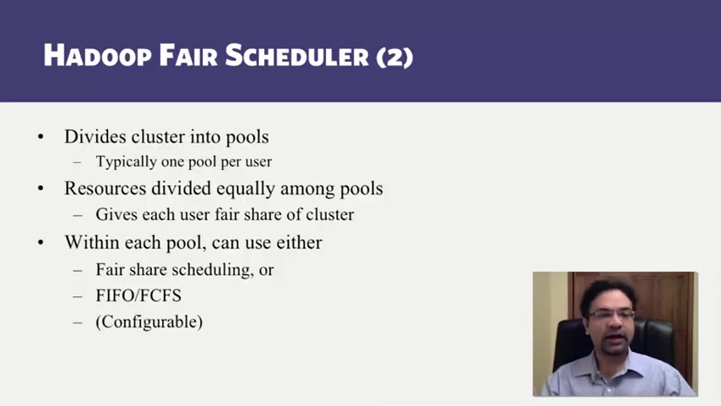So the Hadoop Fair Scheduler divides the cluster into pools, and typically there is one pool per user. The resources are divided equally among pools. This ensures that each user gets a fair share of the cluster, because each pool gets the same amount of resources. Within each pool, you can use either fair share scheduling, so all the jobs belonging to one user can share resources fairly with each other, or you could use first in, first out, or first come, first served scheduling, FIFO or FCFS, as you have seen before. This is also configurable. You can configure what kind of scheduling algorithm you want to use within each pool.